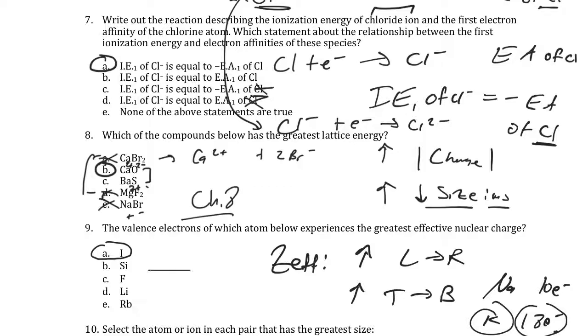So if you're thinking from left to right, it's going to be highest in the case of the lower right side of the periodic table because it's increasing to the right side and increasing down. So iodine will be the highest of these elements.